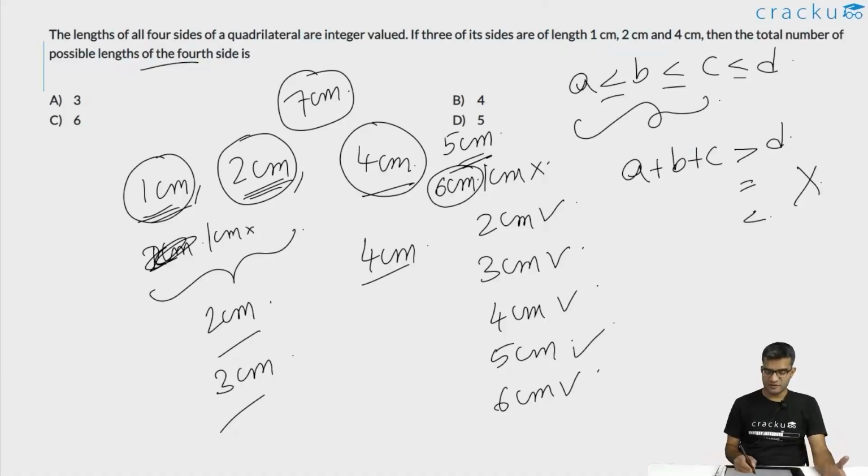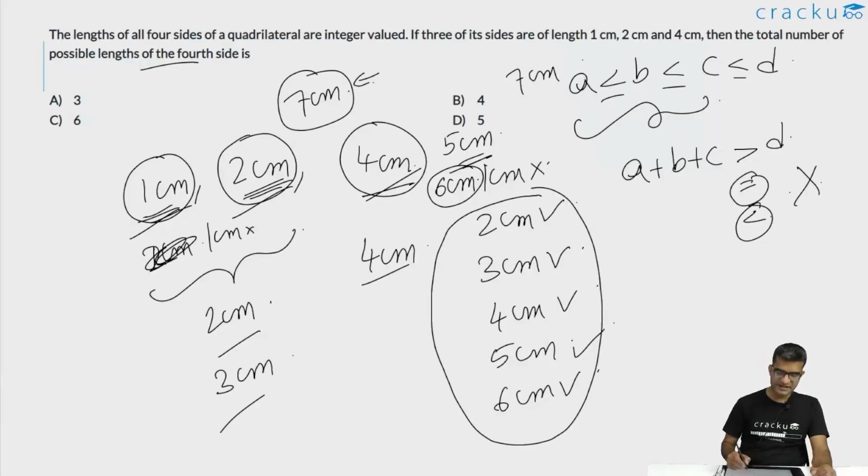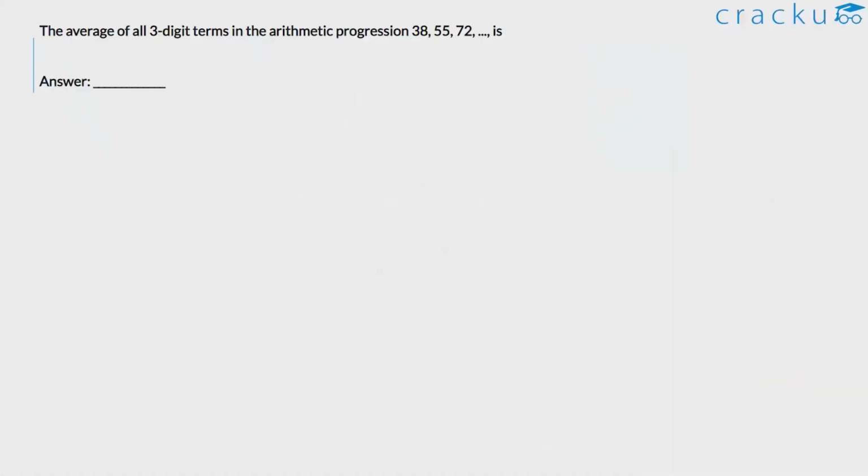But the fourth side cannot be 7 centimeters or more because the sum of the three smallest sides in this particular case will remain 7 centimeters. So the fourth side cannot be 7 centimeters because then the sum of the three smallest sides would be either equal to or less than the fourth side. That is not allowed. So the integral values that the fourth side can take are 2, 3, 4, 5 and 6. It can take 5 values.